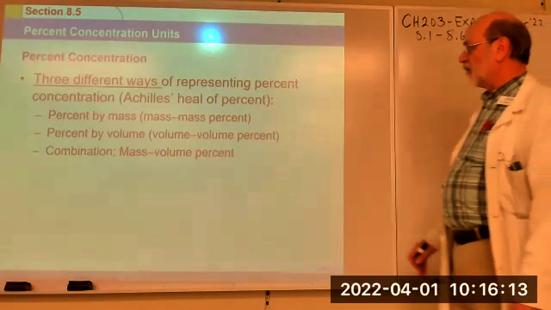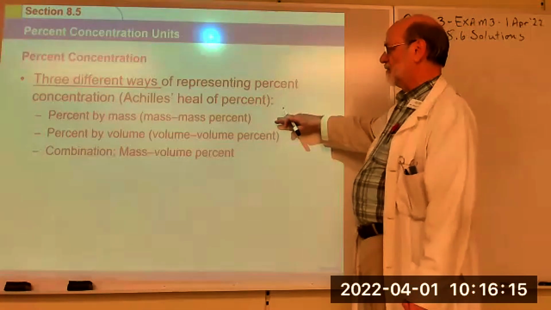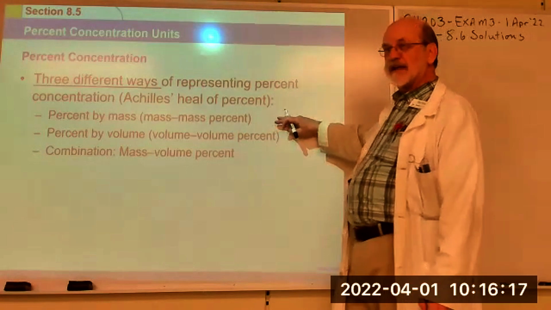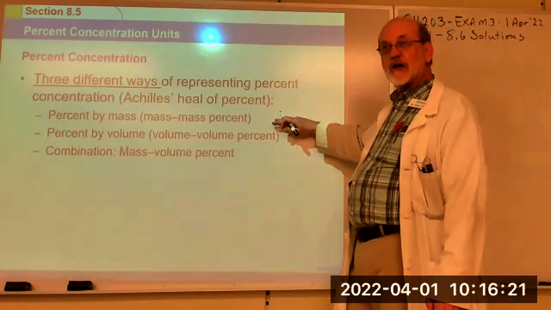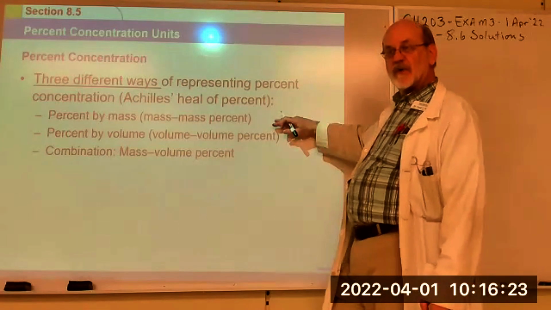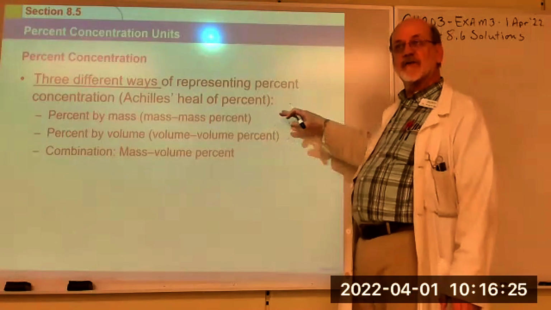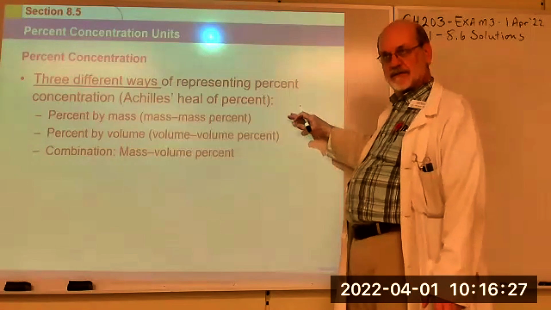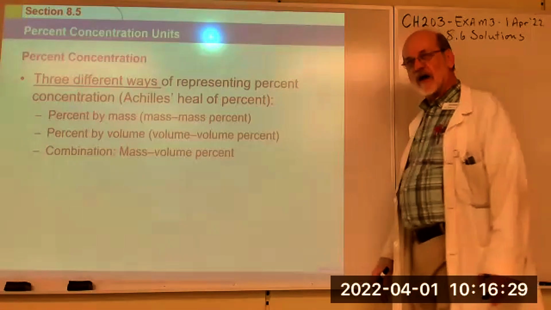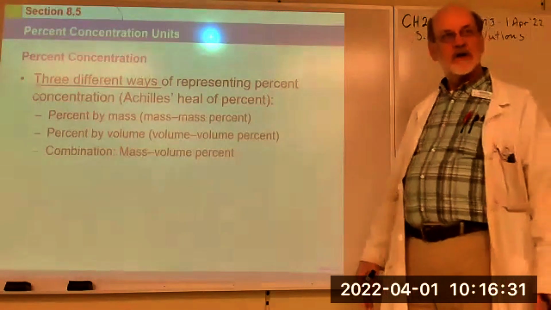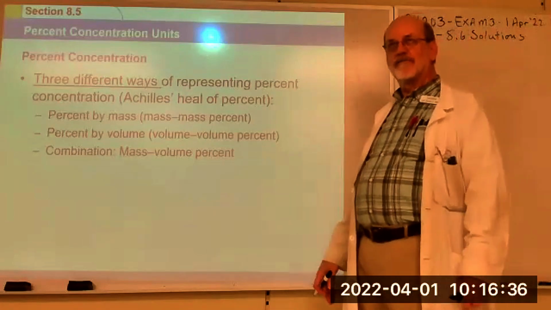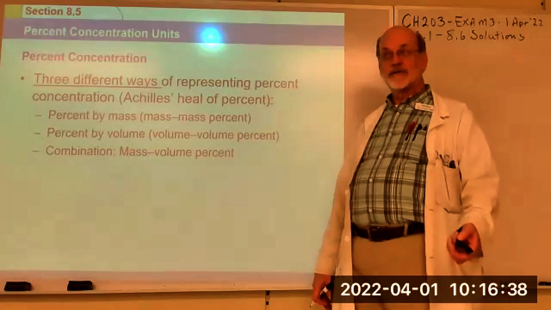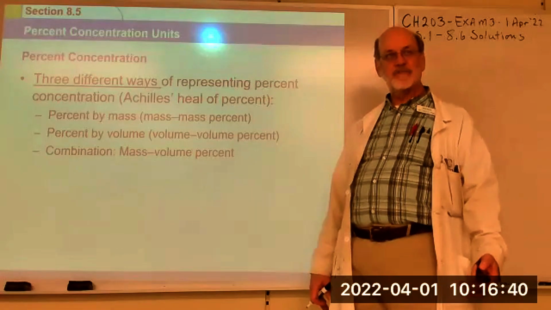Okay, usually when we say percent, in this context, we mean percent by mass. In other words, mass of solute per unit mass of solution. So say 100 grams of solution will contain, for argument's sake, say 5 grams of solute. That would be 5% by mass.